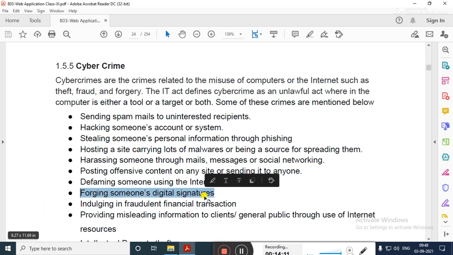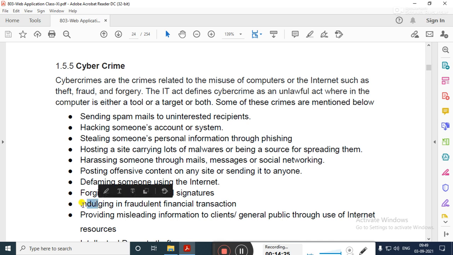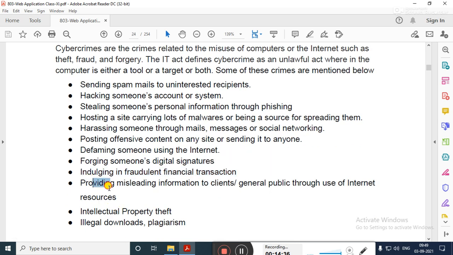Forging someone's digital signature. Obviously, digital signatures are present everywhere now. You have to upload a scanned copy in any official document, your scanned copy of your signature, so that can be copied or duplicated. That is also part of crime. Indulging in fraudulent financial transactions, any kind of financial transaction, where fraud may happen. Providing misleading information to clients and the general public through internet resources can also happen. Intellectual property theft, illegal downloads and plagiarism.